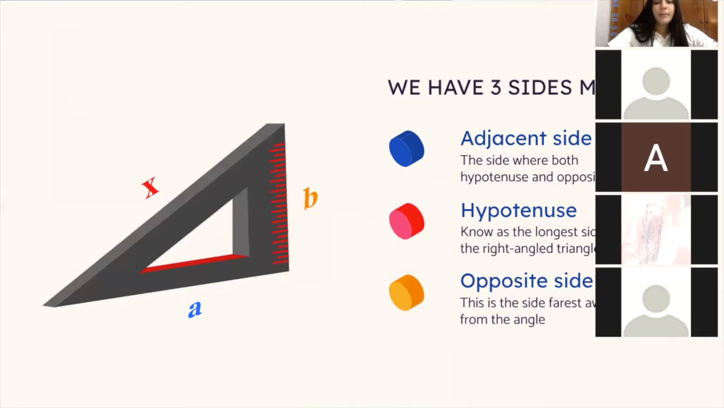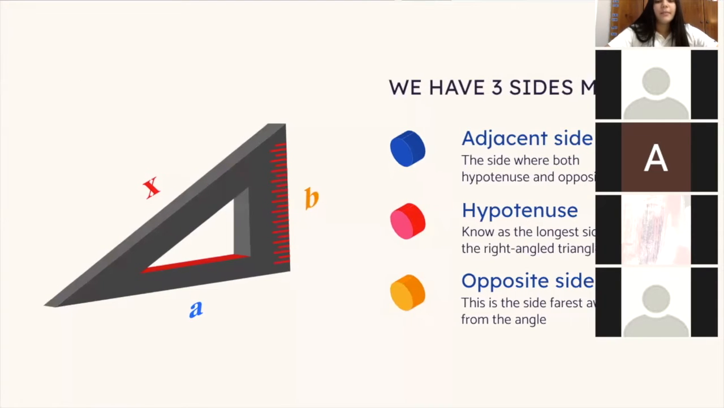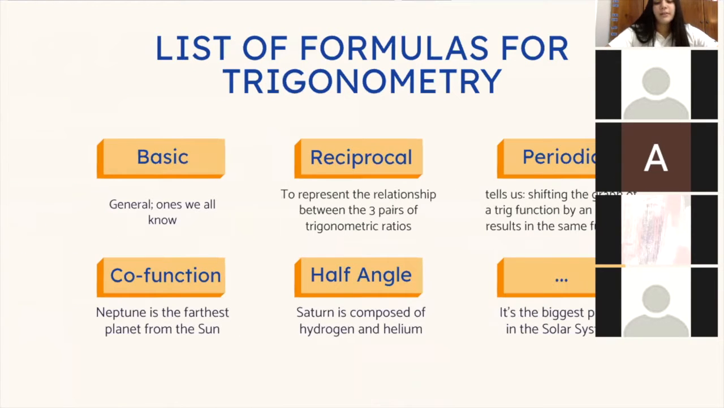When we learn about trigonometric formulas, we consider it from right-angled triangles only. In a right-angled triangle, we have 3 sides mainly: hypotenuse, opposite side that is perpendicular, and adjacent side that is the height. The longest side is known as the hypotenuse. The side opposite to the angle is perpendicular, and the side where both hypotenuse and opposite sides rest is the adjacent side. Here we can see a list of formulas for trigonometry, where it says basic formulas, reciprocal identities, trigonometry tables, periodic identities, cofunction identities, and so much more.